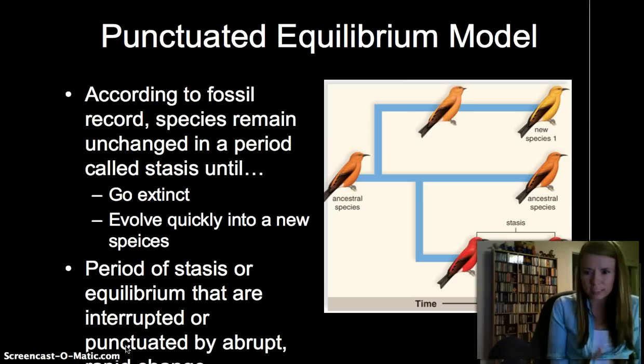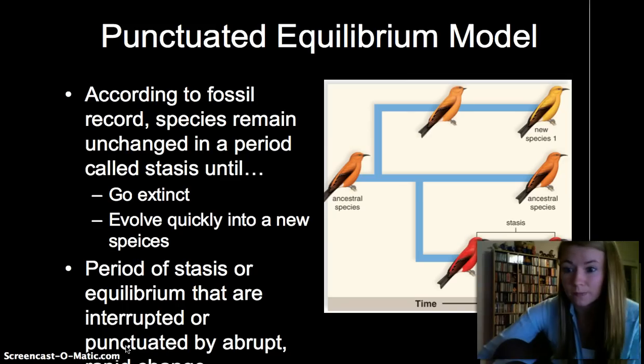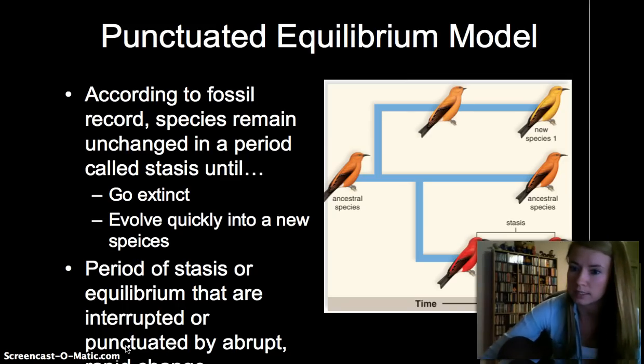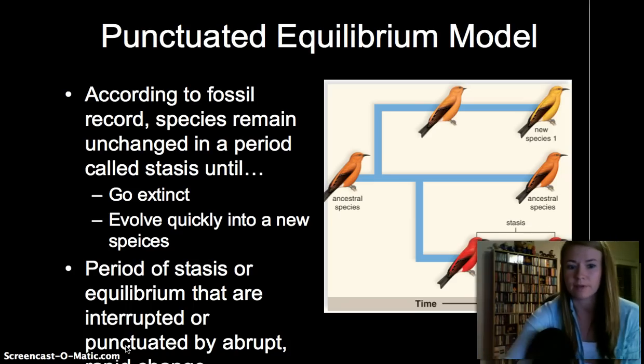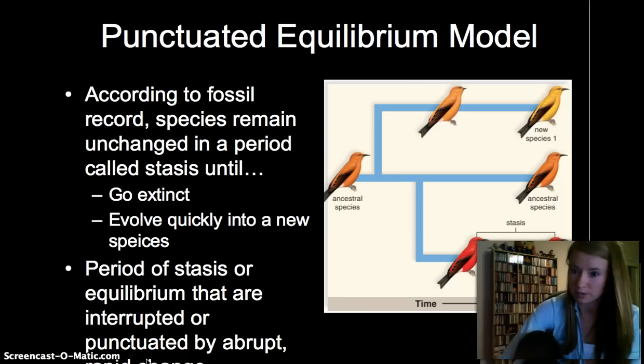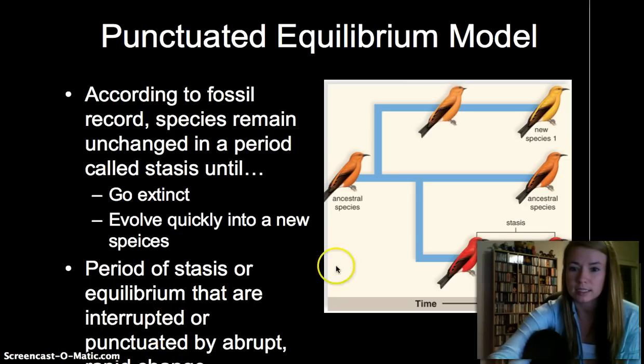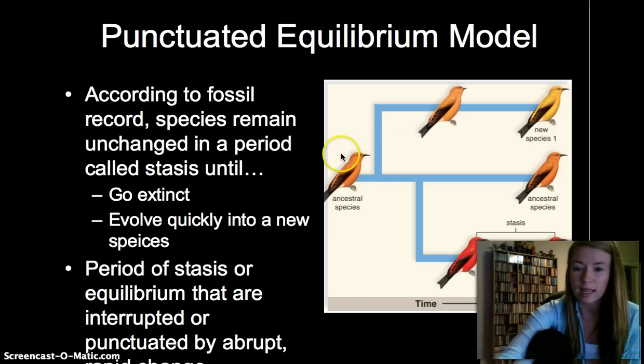Rapidly being several 100,000 years, but still more rapidly than the gradualistic model. So the period of stasis, or equilibrium, gets interrupted or punctuated by abrupt rapid change. That's what that says. I don't know if you can see that. Rapid change. And so this model is called the punctuated equilibrium model. And so what that says is here we have our same ancestral species, and it stays the same for a long time, but for whatever reason, this guy diverged really quickly and became a new species. Same thing down here. All of a sudden, the red one diverged and became a new species right away. And so, but it stayed the same after it became a new species.